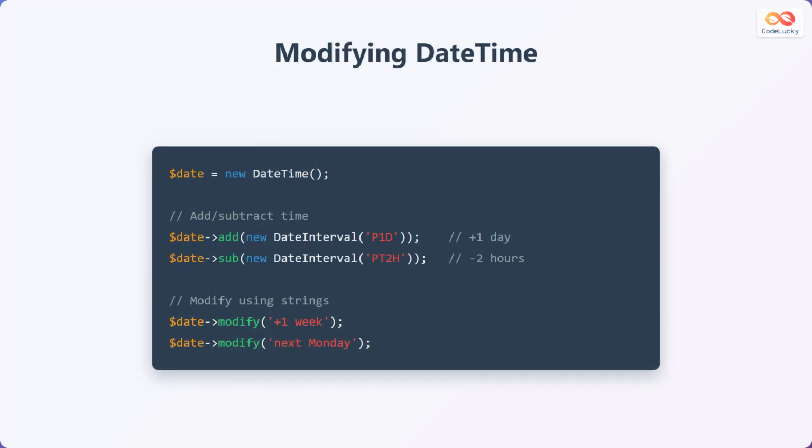To modify a DateTime object, you can use the add and sub methods with the date interval object. For example, to add 1 day, use the add method with a date interval of P1D, which means period of 1 day. To subtract 2 hours, use the sub method with a date interval of PT2H, which means period of 2 hours. Alternatively, you can use the modify method with a string, such as +1 week or next Monday.